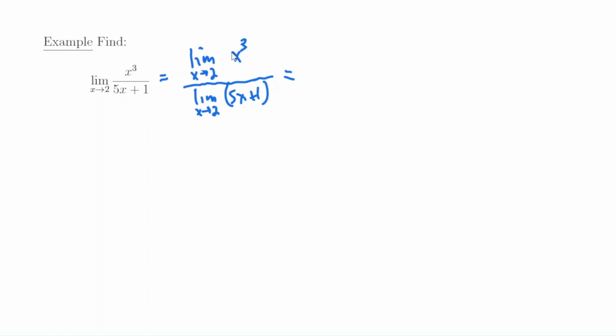Okay, but what's the limit as x approaches 2 of the top part? Well, we can just plug in the 2 because it's a polynomial. Same thing on the bottom. That's a polynomial. We can just plug in the 2. 5 times 2 plus 1. So notice what we get is 8 over 11. And that's the same answer you get by just plugging in 2.